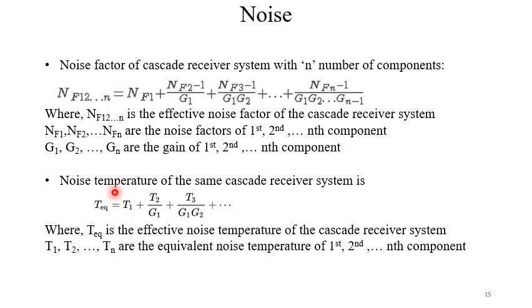Similar thing happens for the noise temperature. If T1 is made minimum and G1 is made very high, then all the terms except the first term will be negligibly small, because if G1 is very high, then the denominator becomes very large. And if we can make T1 very small, then T equivalent will also be very small.